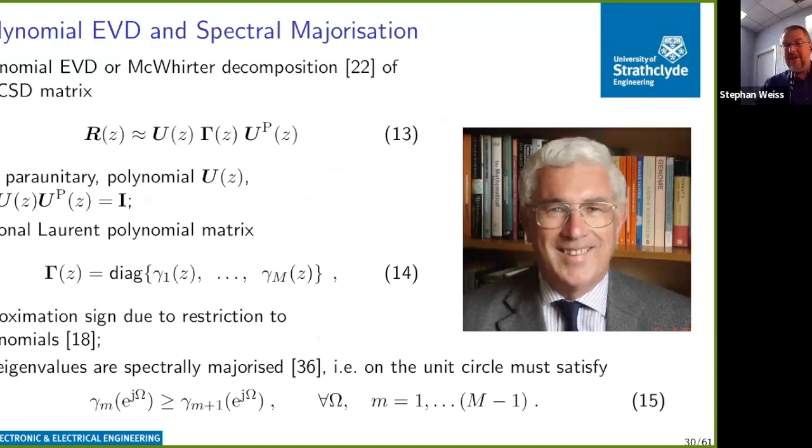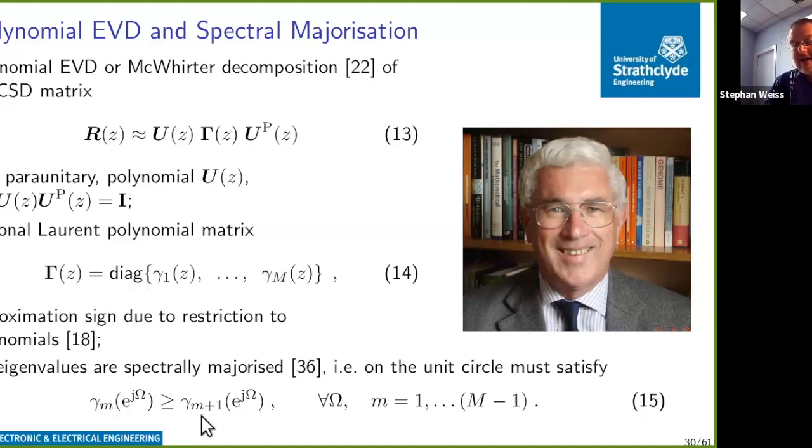Right, so now from this analytic EVD, back to what John McWhirter originally did. He postulated that there was a decomposition, which I'd like to call the McWhirter decomposition, such that you can find a factorization of R of Z with polynomial or Laurent polynomial factors. So they're finite, hence the approximation sign. And an additional demand of this was that the eigenvalues satisfy a property called spectral majorization.